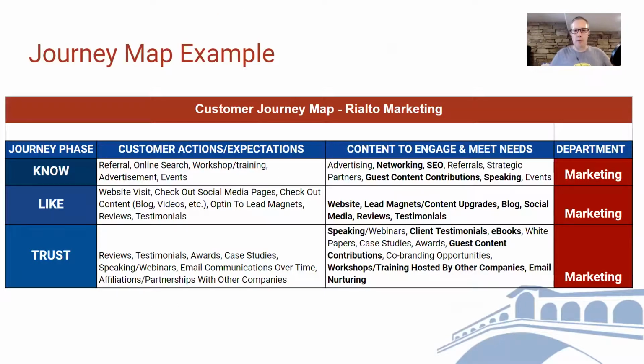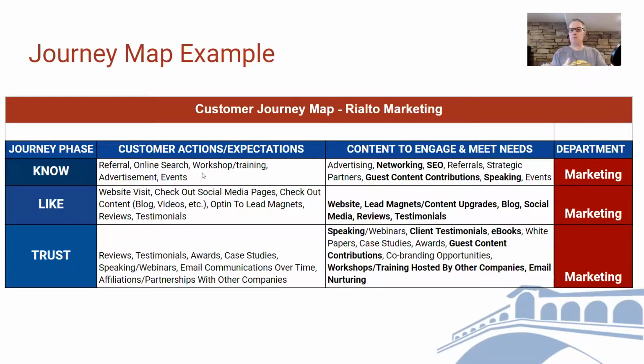But here's a journey map example. So on the left-hand side, I've just got the journey phase: know, like, trust. Right column, customer actions and expectations. So what are they doing at that phase? To the right of that is content to engage and meet needs. What can I do or should I be doing to meet needs at that phase? And then on the far right, I've just highlighted where this typically falls from a department perspective within your company. Is it marketing? Is it sales? Is it customer service?